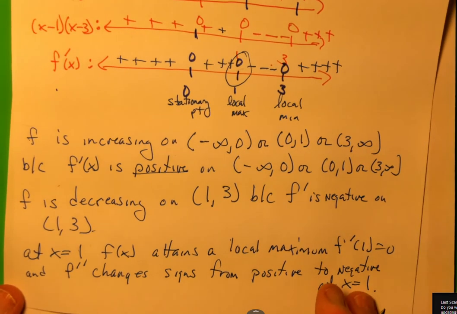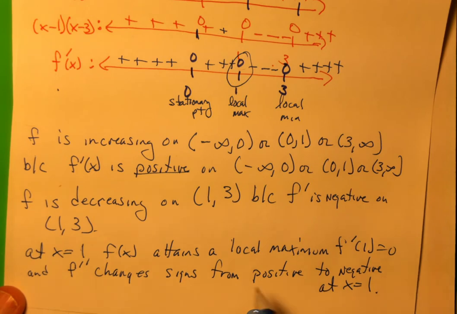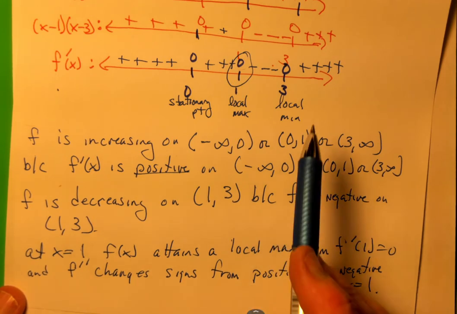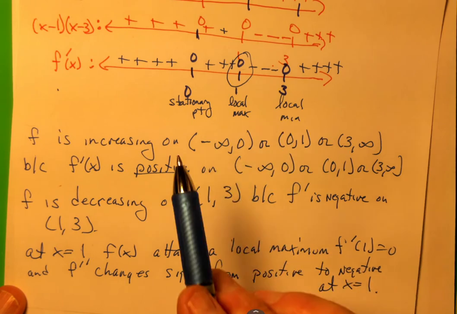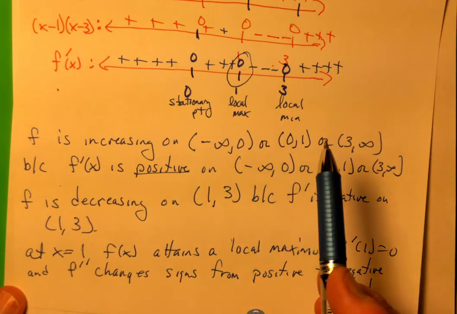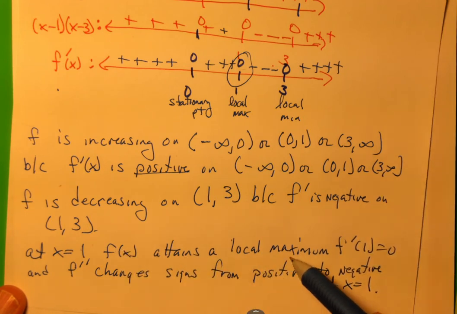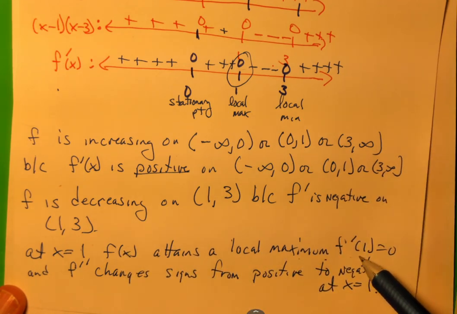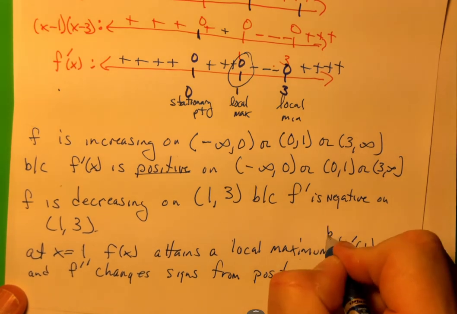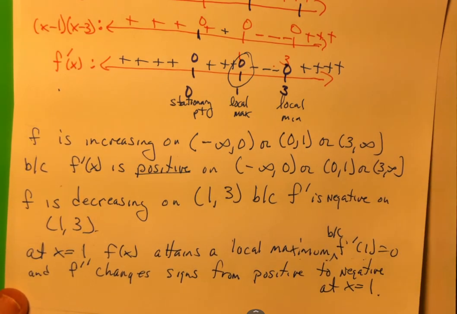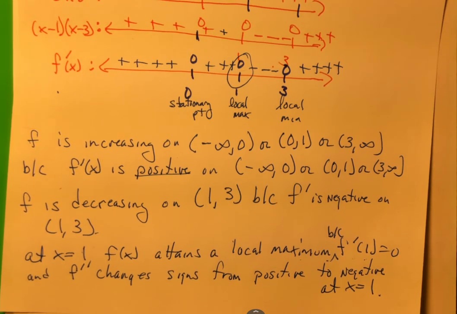Now, don't stop at x equals 1. I'm running out of room, so I'm just going to say the sentence. This is a local minimum. On the next example, I'll use relative min max, but this time I'll use local min. At x equals 3, f of x attains a local minimum. Why? Because, oops, I forgot the word because. Because f prime of 3 is 0, and f prime changes signs from negative to positive at x equals 3. So as you can see, we're consistent. I hope this example helped. Ooh, that would have been a mess.